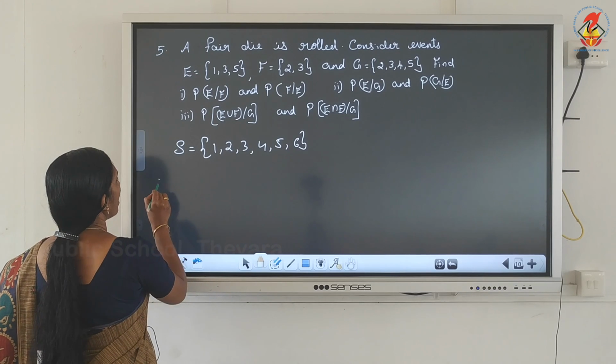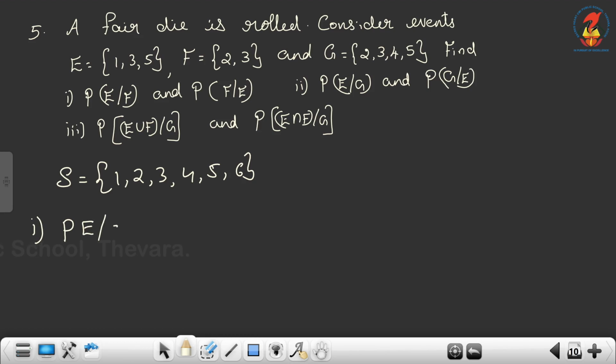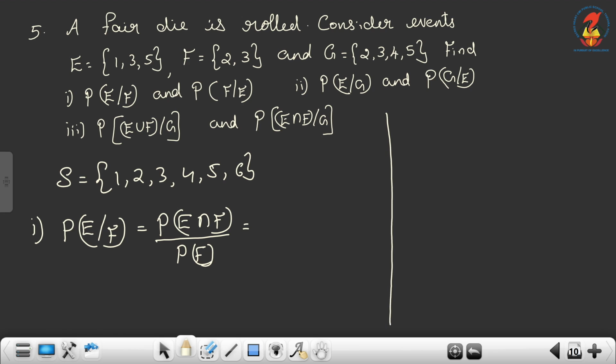Now, the first one, P of E given F. P of E given F means P of E intersection F by P of F. So we have to find what is E intersection F. In this set, E intersection F, the common elements, only 1, 3. So what is the probability? 2 out of 6. P of F, in F 3 elements, so 3 out of 6. So 2 out of 6 by 3 out of 6, so it is 2 by 3.